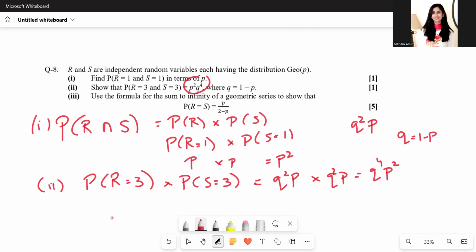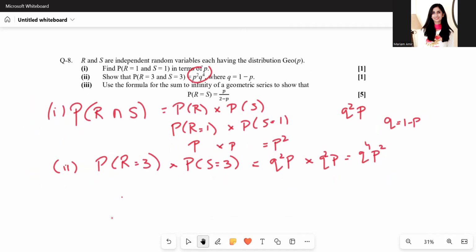So better to mention that as well. Okay, part 3, use the formula for the sum to infinity of a geometric series to show that probability R equals S is equal to this. Sum to infinity has a formula which is given in the formula sheet, which is a over 1 minus r. Okay, so let's look at our sequence.